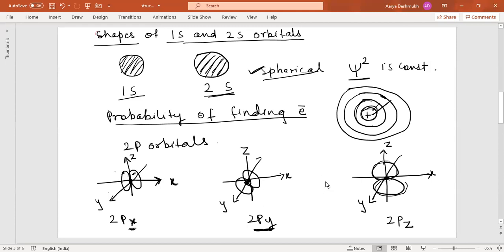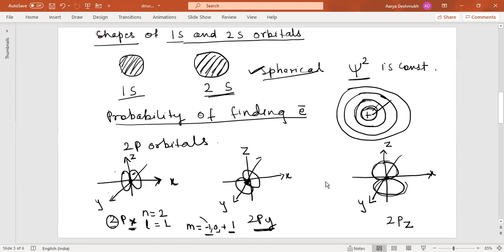Now for this 2px, what are the values for the quantum numbers? For this 2px, n will be equal to 2. L, since this is a p orbital, will be equal to 1 here. And for m, it would have three values, that is -1, 0, and +1. So it is very much clear from this that these are -1, 0, and +1.